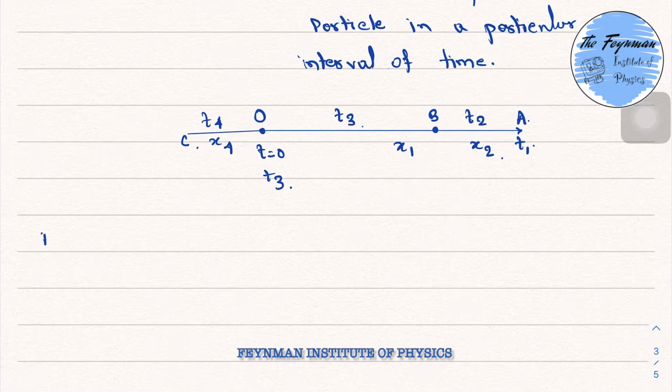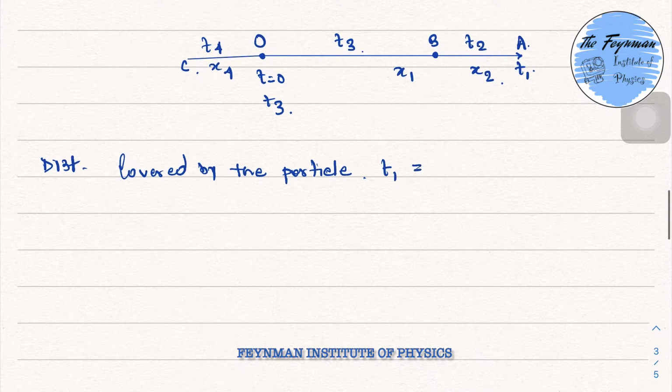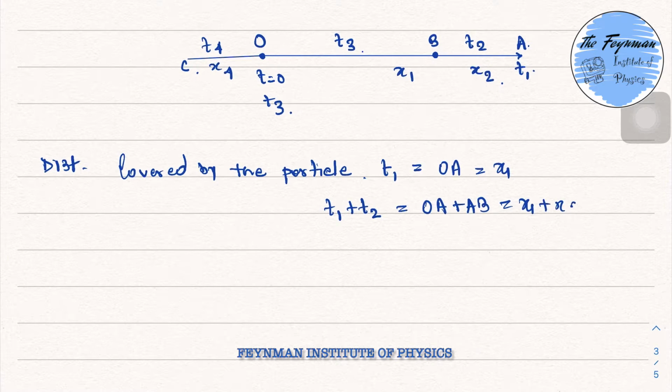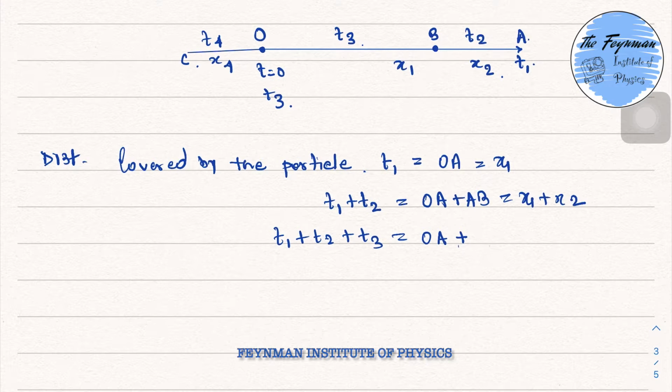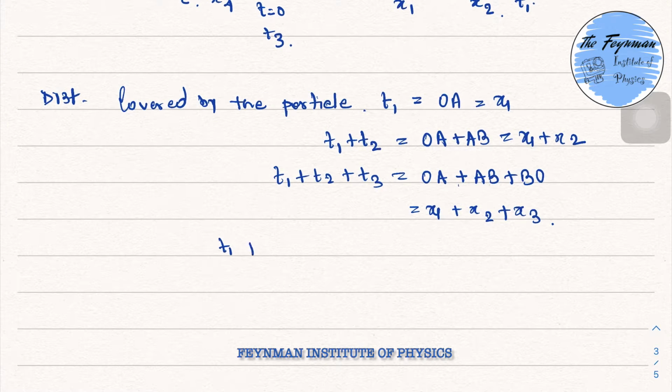Now if we want to find the distance covered by the particle at different instants or different intervals of time, say for the interval of time t1, the distance covered by the particle is OA, that is x1. At time t1 plus t2, the distance covered is OA plus AB, that is x1 plus x2. At time t1 plus t2 plus t3, the distance covered is OA plus AB plus BO, that is x1 plus x2 plus x3. And at time t1 plus t2 plus t3 plus t4, the distance covered by the particle is x1 plus x2 plus x3 plus x4.